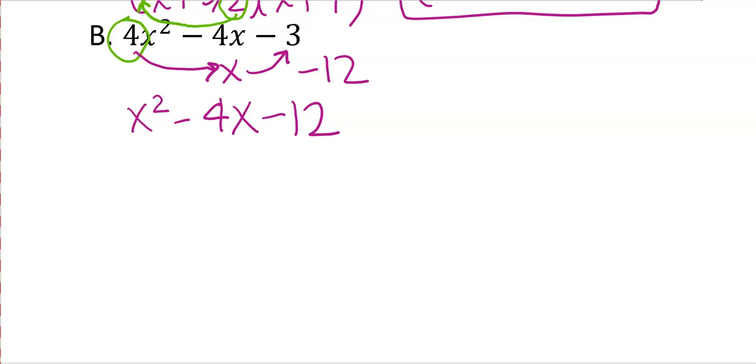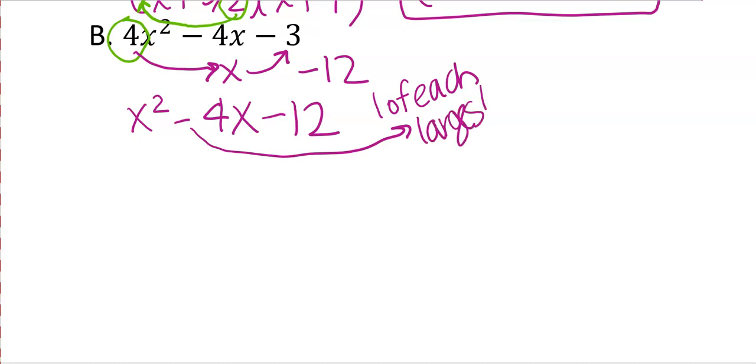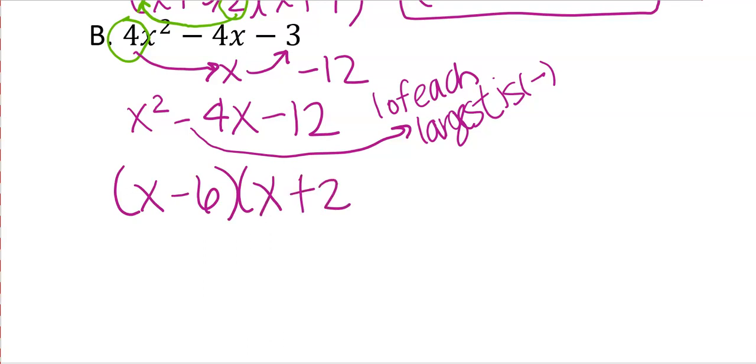Anybody think of the factors of negative 12 that add up to negative 4? Negative 6, positive 2. Again, if you can't get that out of your head, you're just going to do, okay, I need factors of negative 12. That would be one of each of the signs. Since the middle term is negative, the largest is negative. And then you could do your table from there. It is x minus 6, x plus 2.